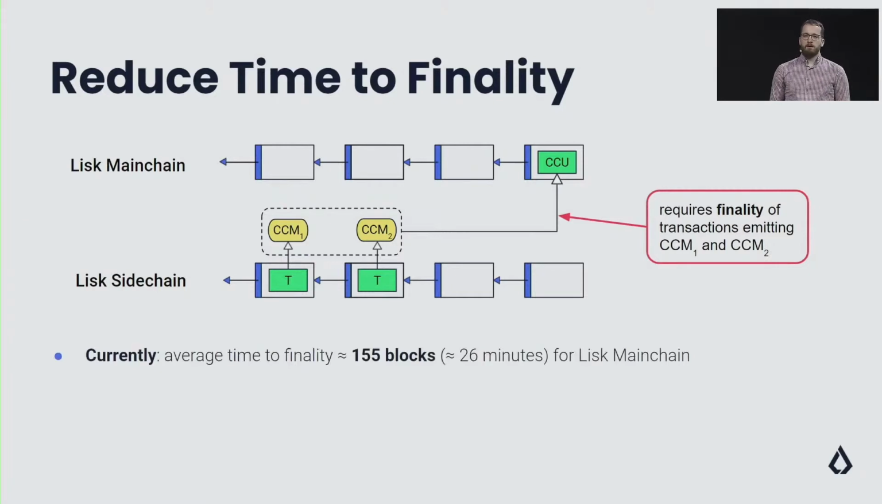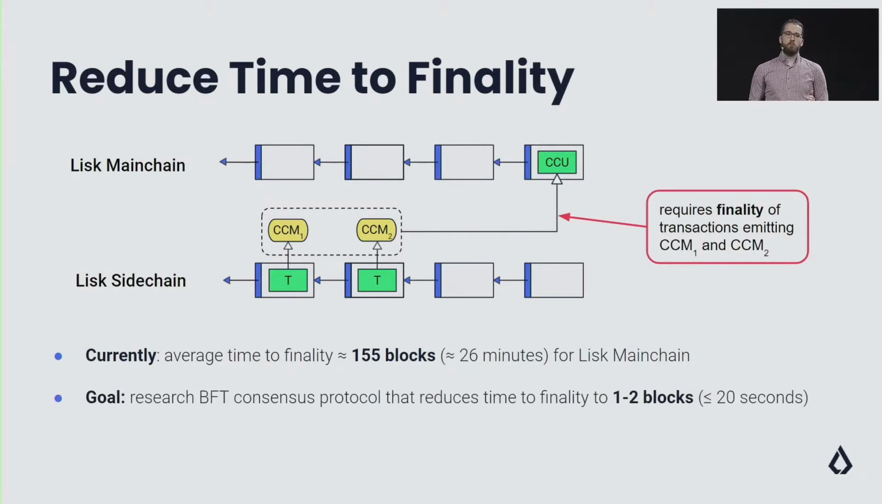Currently, in the Lisk ecosystem, or with Lisk Core 3.0, the time to finality on the Lisk main chain will be about 155 blocks on average, which is around 26 minutes. On sidechains which use fewer validators than the Lisk main chain, for example, only 10 validators instead of 101 active validators, this time to finality will be already quite a bit smaller. But our goal is to reduce that a lot more. So our goal is to reduce it to less than 20 seconds.